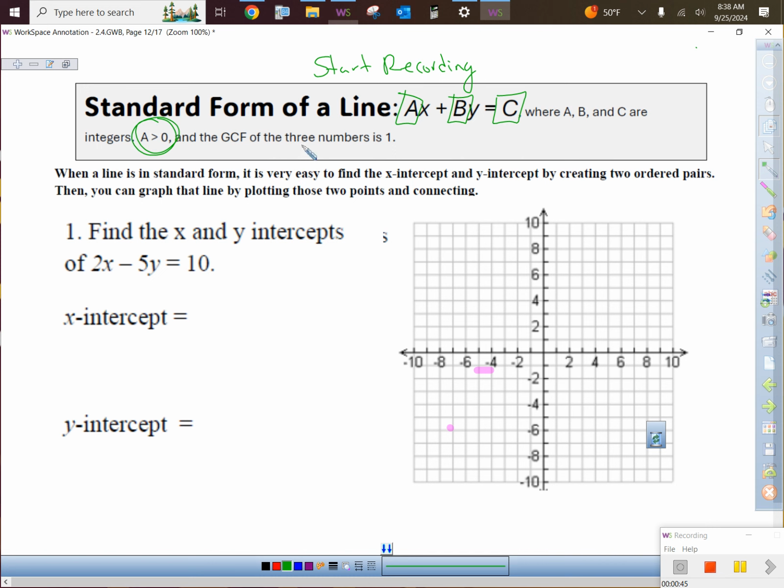And then the GCF of the numbers, that stands for greatest common factor. Have you heard that before? The greatest common factor is 1. So this one doesn't quite work for standard form because, even though I got all integers and A's positive, is there a common factor that goes into 4, 8, and 12 evenly? What could I reduce each one of those by? By 4. So that would be 1x + 2y = 3. This is the better version of that equation.